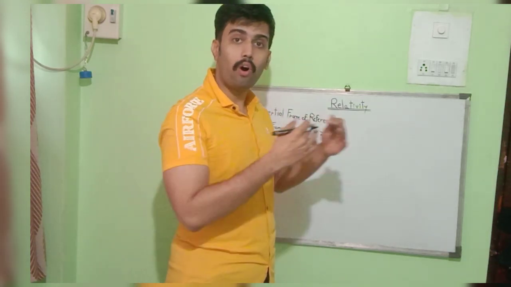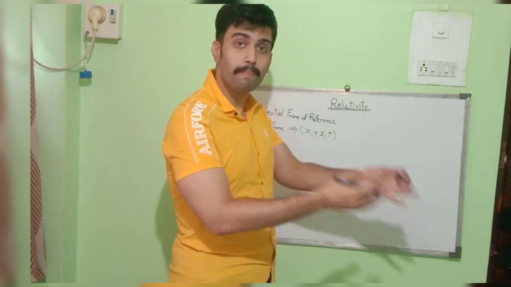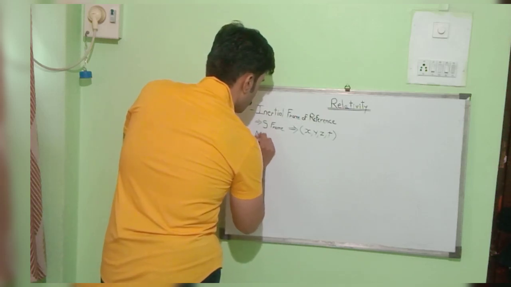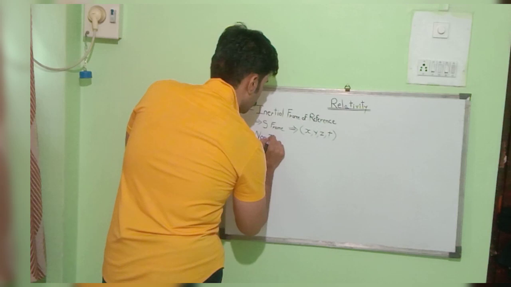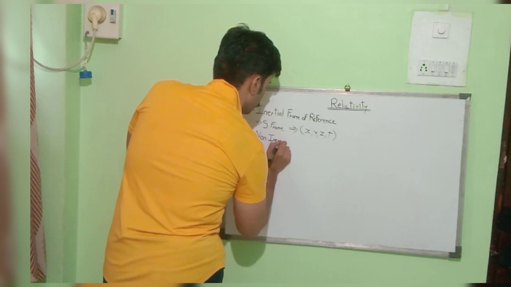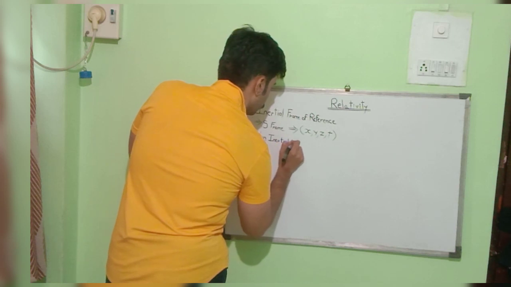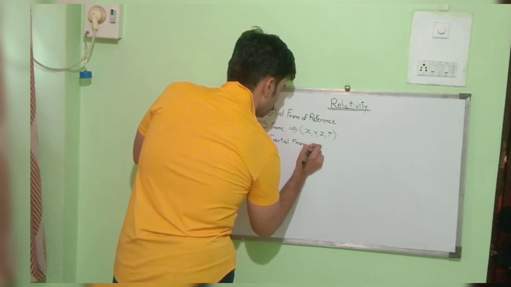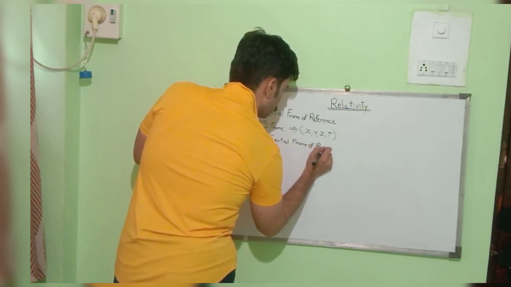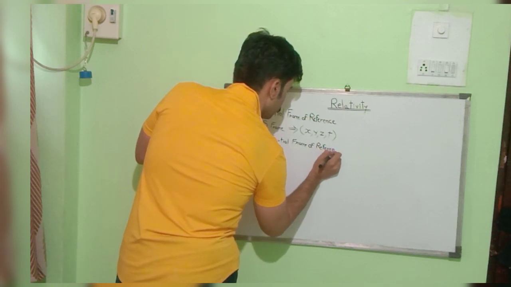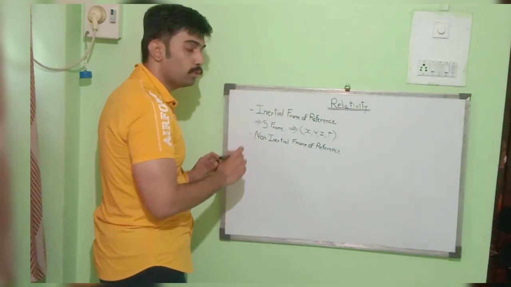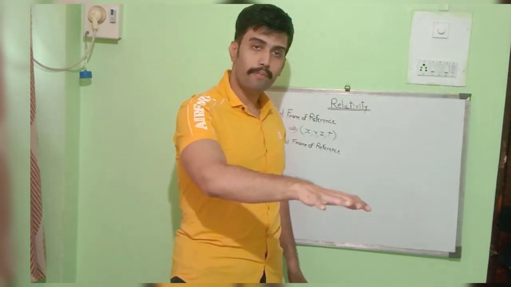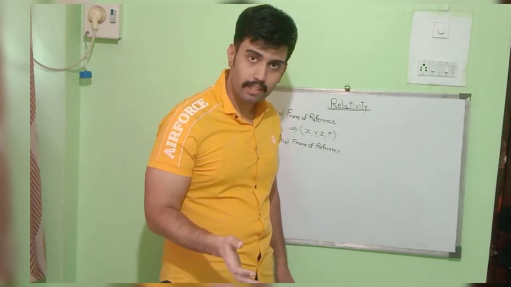Now as we consider ourselves a stable or inertial frame, we then consider the other person or other situation as per our thinking, so that other situation is the non-inertial frame of reference.